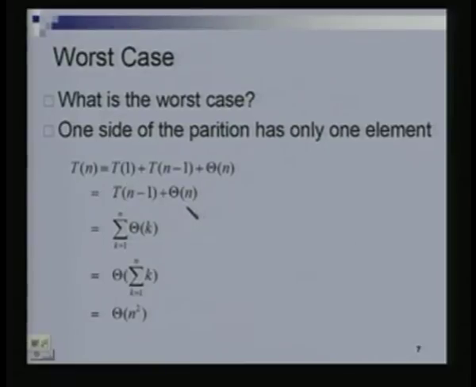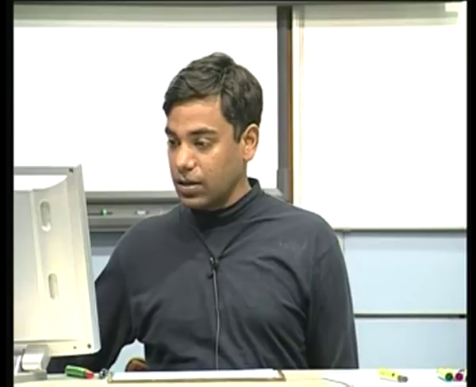If you have one element, there is nothing to be done, it is sorted. So this is just Tn minus 1 plus theta of n. Now, what is Tn minus 1? It is Tn minus 2 plus theta of n minus 1, and Tn minus 2 is Tn minus 3 plus theta of n minus 2, and so on and on. So it essentially becomes theta of k, k going from 1 through n. Yeah? Not clear? No? Okay, let us make it clear. What is this?